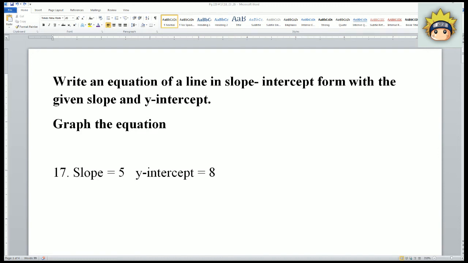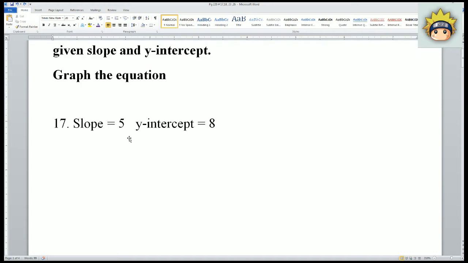This is the homework solution for page 220, numbers 17, 18, 23, and 26. The instructions ask us to write an equation of a line in slope-intercept form with the given slope and y-intercept. Afterwards, graph the solution. Number 17 gives us the slope equals 5, the y-intercept equals 8.